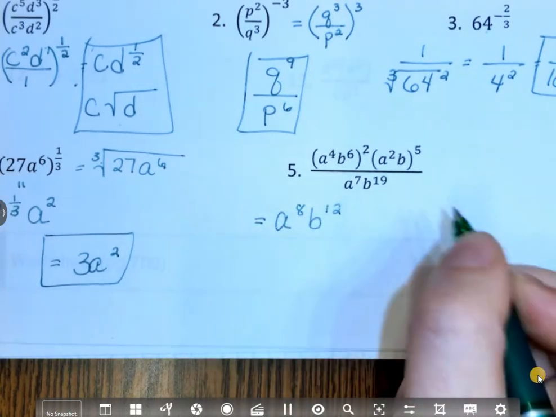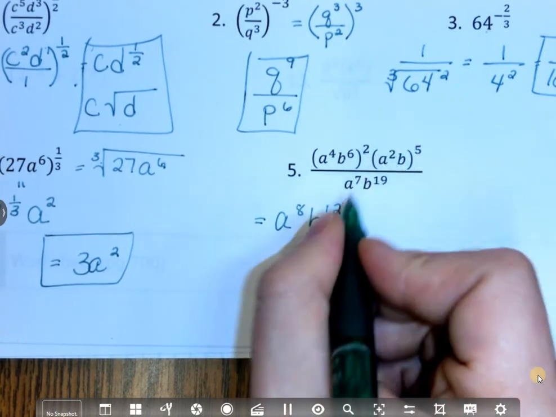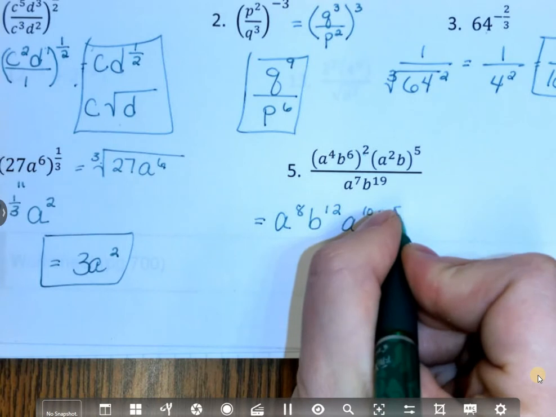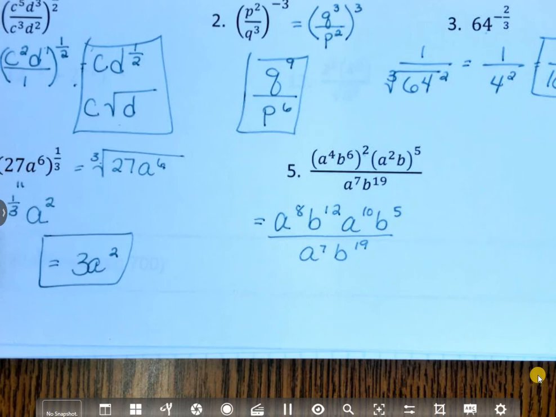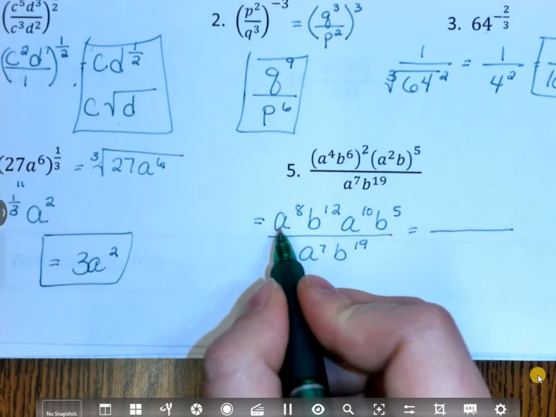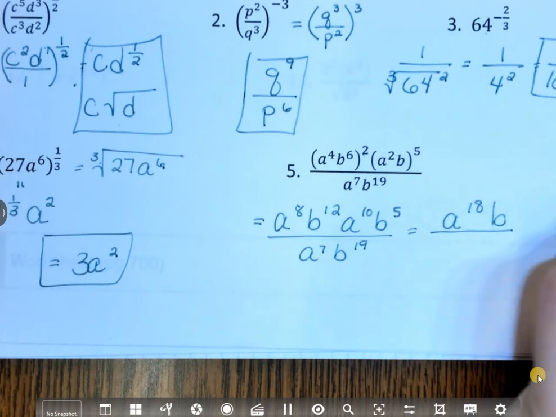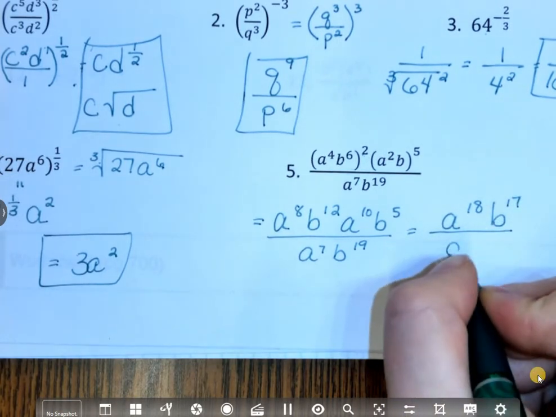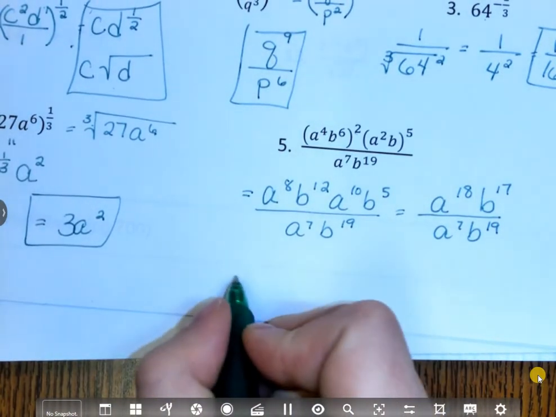A to the 8th, b to the 12th. What will I have for this portion? Beautiful. A to the 10th, b to the 5th. Now, some people choose to just do all of this in one step. Again, understand where your personal mistakes are. I like to take it a little slower and to combine across each level. So I would have a to the 18th, b to the 17th. That way I can focus on one rule at a time.